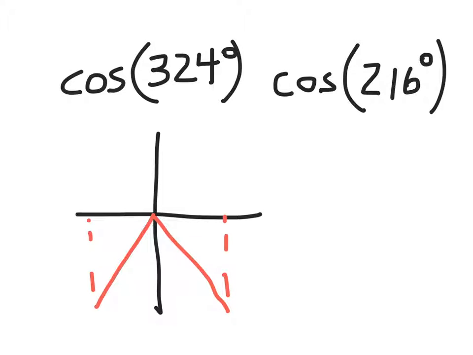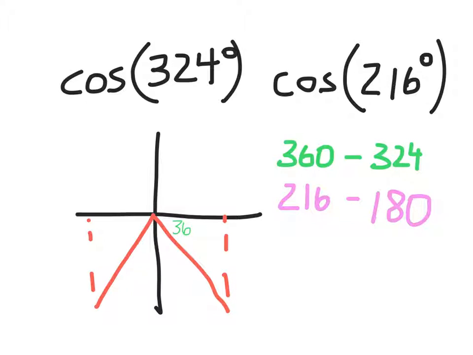Next, let's find the reference angle. In the fourth quadrant, we subtract the rotation from 360 degrees. And so the fourth quadrant angle has a reference angle of 36 degrees. In the third quadrant, we subtract 180 from the rotation to get the reference angle. And so we see there that the reference angle is 36 degrees.